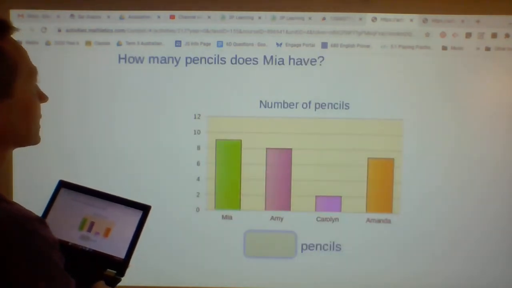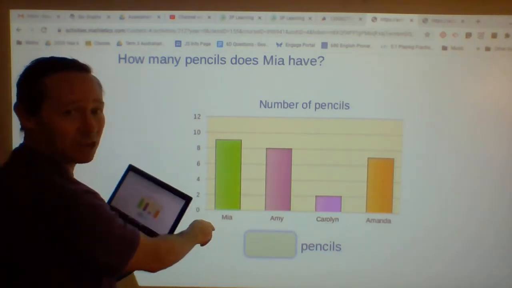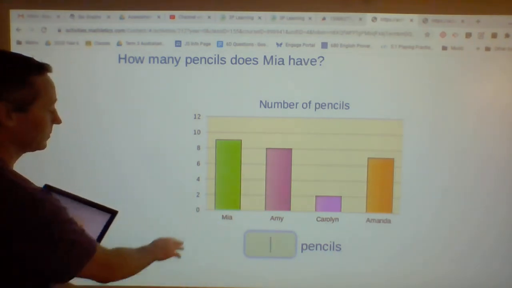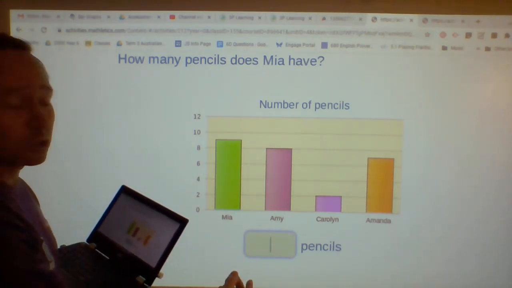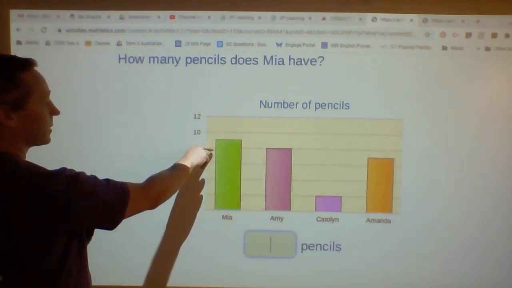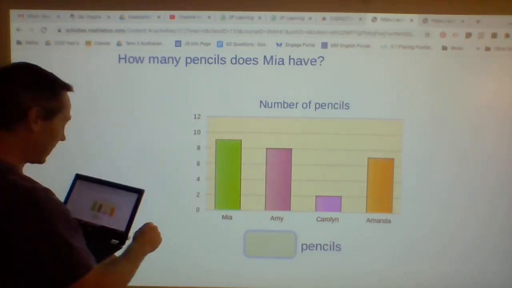How many pencils does Maya have? Maya, now this is going up in increments of what? It's going up in increments of 2, like your 2 times table. And I can see Maya, she has, it's not on the line yet, so it must be in between, 9.